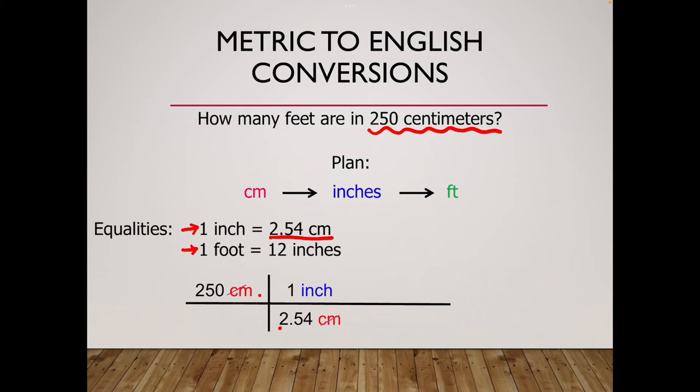And then we will notice that we're not done yet, right? This is inches, we're trying to find feet. So we have to keep going. So we continue on with our train track, and inches has to cancel inches down here. So that 12 inches will go on the bottom and that 1 foot will go on the top. We make sure our units cancel, and then we can see, okay, we're trying to find feet and we got to feet. So we're done, right? We're done making our train track.